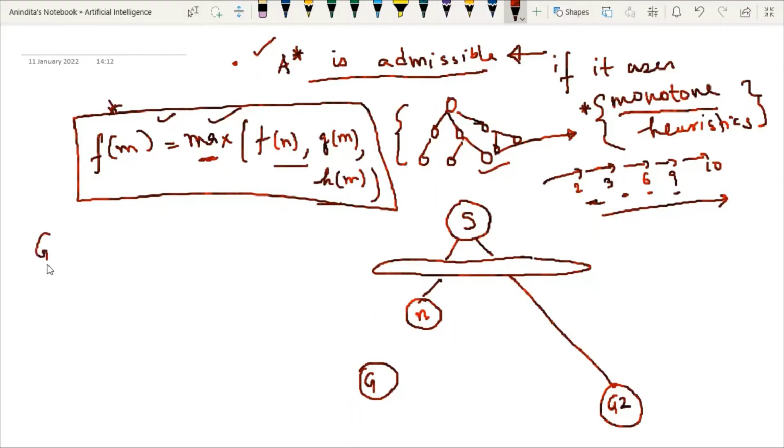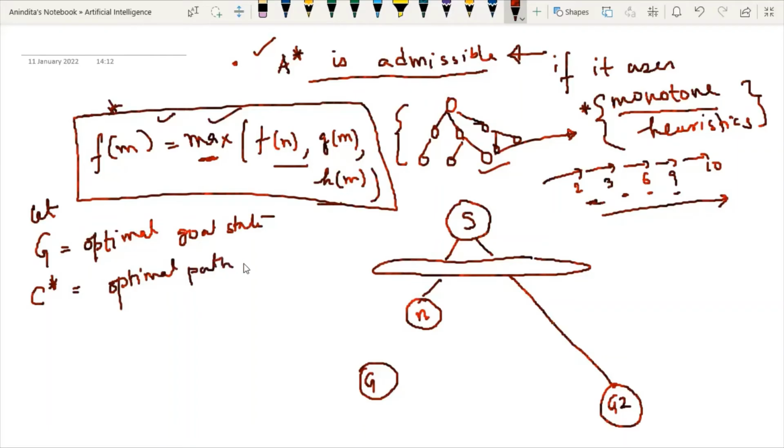See here, capital G means it is the optimal goal state. This is the goal state we have to reach. So we are considering, let's say, G is the optimal goal state. Now we have to consider one term which is known as C star. C star means it is the optimal path cost. Because in the A star algorithm, each time we will evaluate the cost using the function f(n) equal to g(n) plus h(n). So the cost factor must be there.